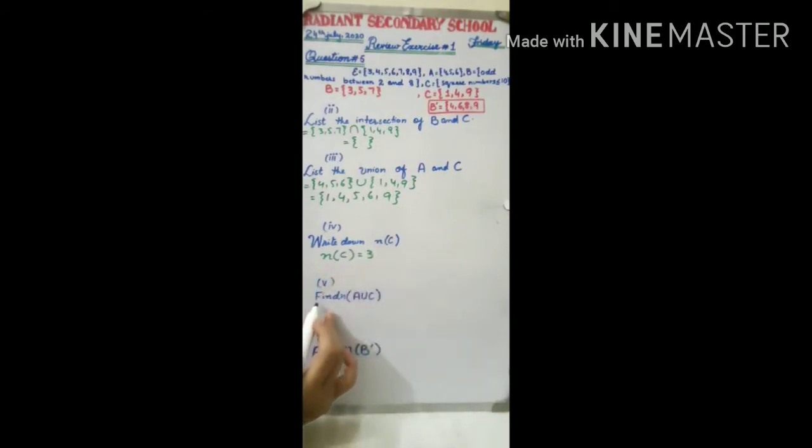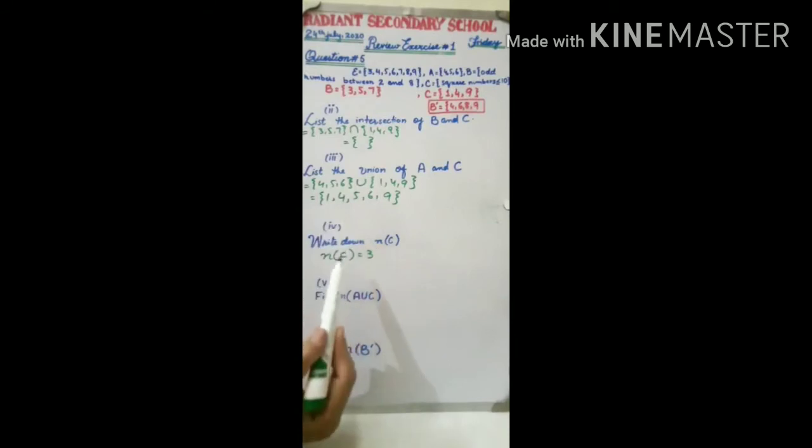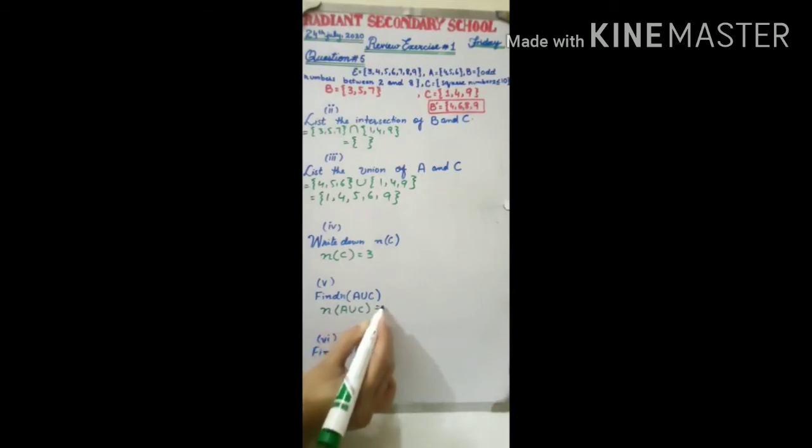Come on, part 5. Find the number of elements present in the answer of A union C. In A union C, we have found it here. A union C, that was the answer. Count the elements present in A union C. 1, 2, 3, 4, 5. 5 elements are present in A union C. So you can write it like this: the number of elements in A union C is 5.